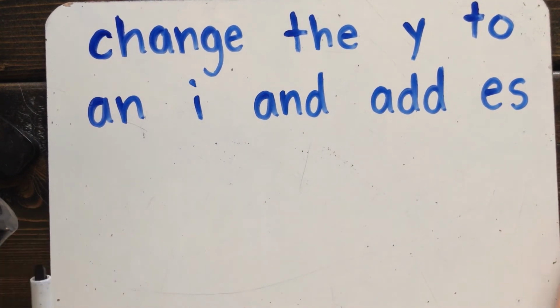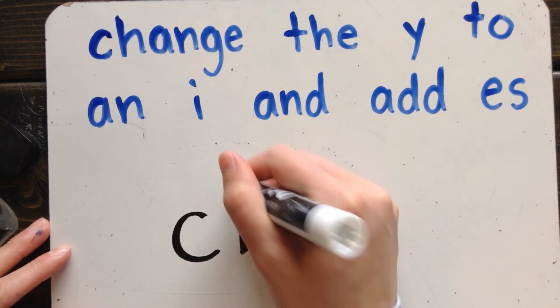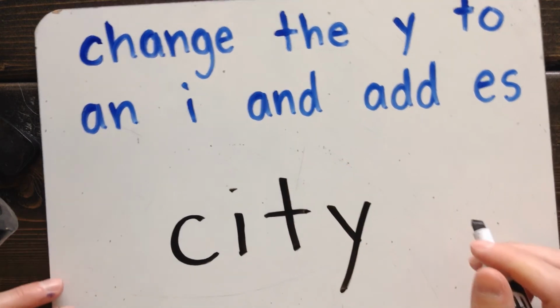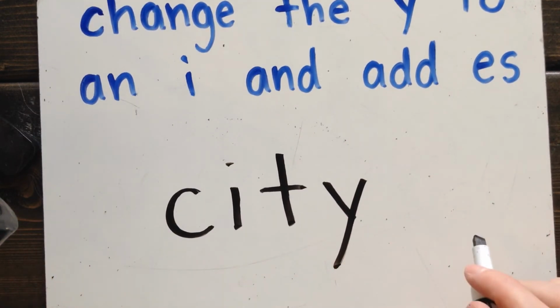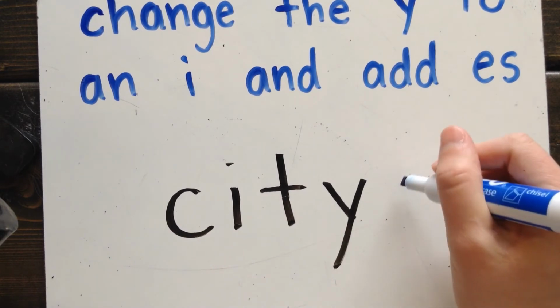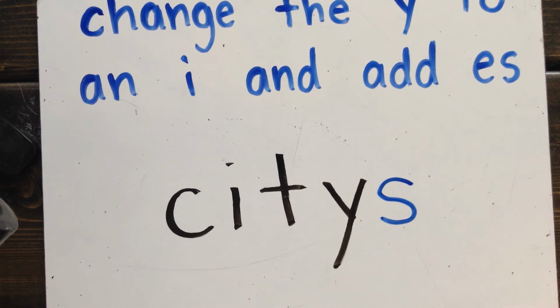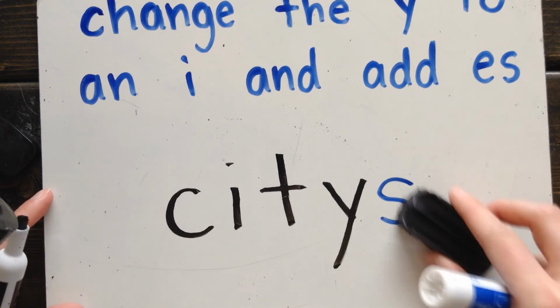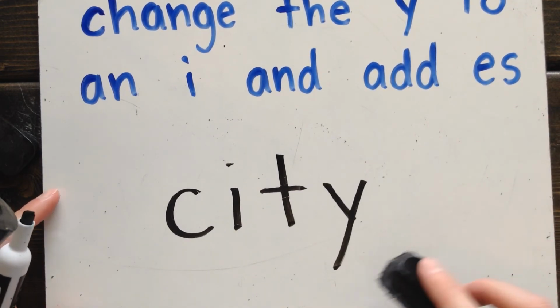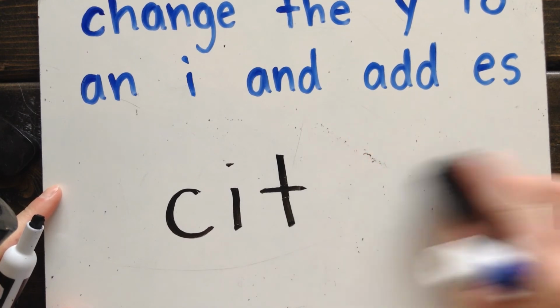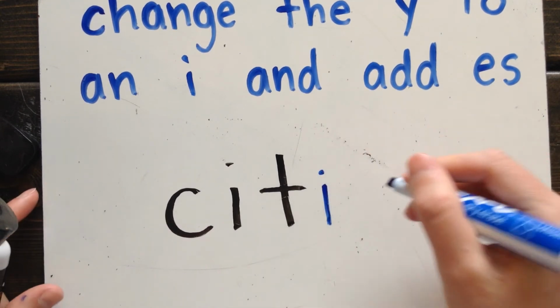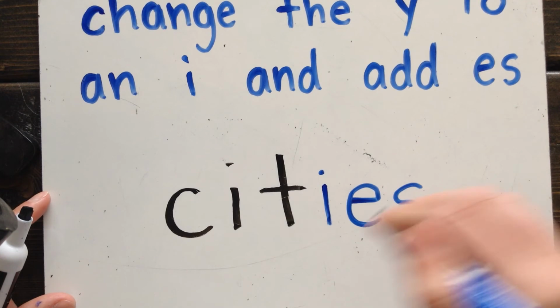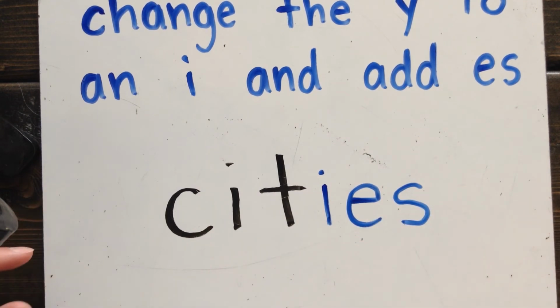Let's look at another example. Here is the word city. It is a noun and it ends in a Y. Right now there is one city. If I want to make it plural and I add an S, it will sound right, citys. It doesn't look right though. Following the rules of English, in order to make this noun plural, change the Y to an I and add ES. Cities. That's how you make it plural, and now it looks correct.